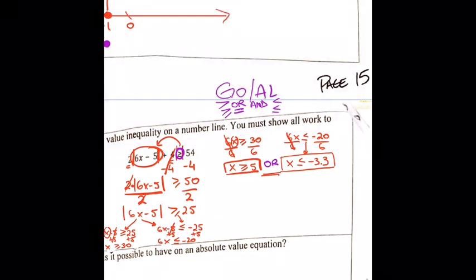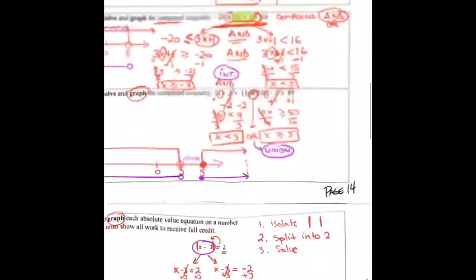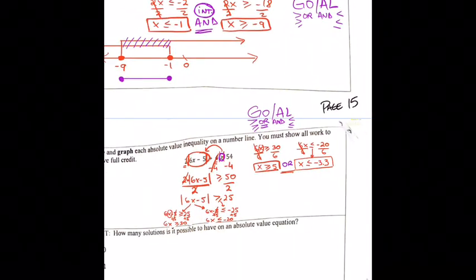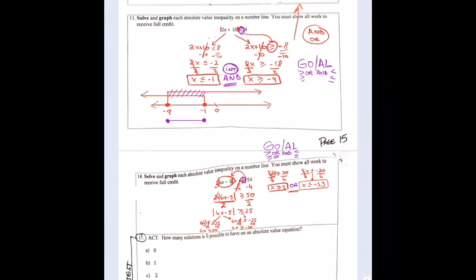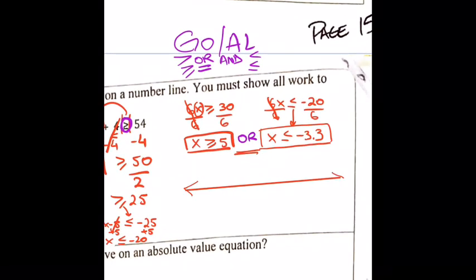And you can also look on your first page of definitions. It's on page 13 at the top. So now that we know the word, we can go ahead and graph these. So here's my number line.